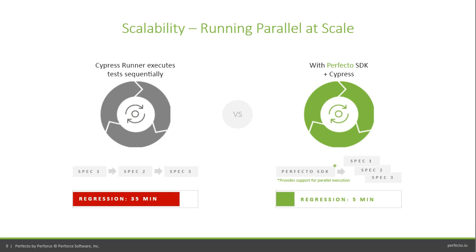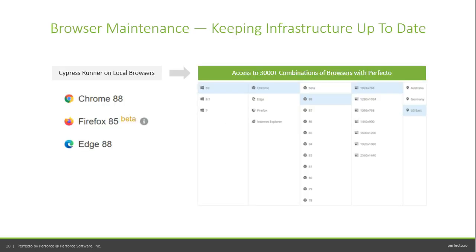Now, the second thing that we solve is really the browser maintenance. And we see this quite often. We know that, for example, Chrome releases at least a build a month. Other browsers such as Firefox, Edge, and anything that Cypress supports will also be supported as part of Perfecto's platform. And again, compared to a DIY lab where you have to spend time maintaining each one of these combinations and updating them as new versions become available.